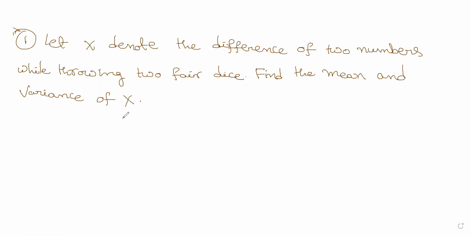Now, what is the difference of the numbers? Suppose you have 1 and 1. The difference of the numbers is 1 minus 1, that is 0. Suppose I get 3 and 4. The difference of the numbers is 4 minus 3, which is 1.